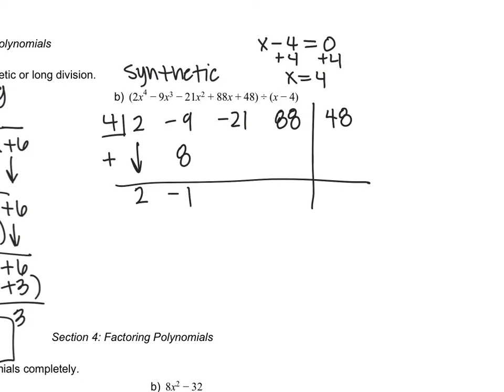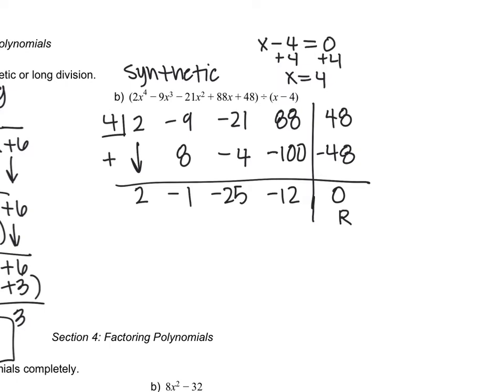Now we multiply again. Negative 1 times 4 is negative 4. Adding, we get negative 25. Negative 25 times 4 is negative 100. Adding, we get negative 12. Negative 12 times 4 is negative 48. And adding, we get 0.